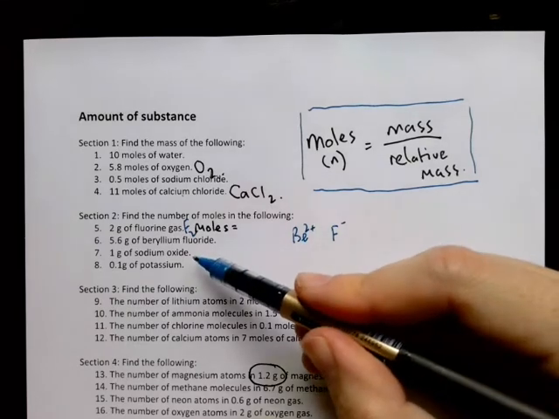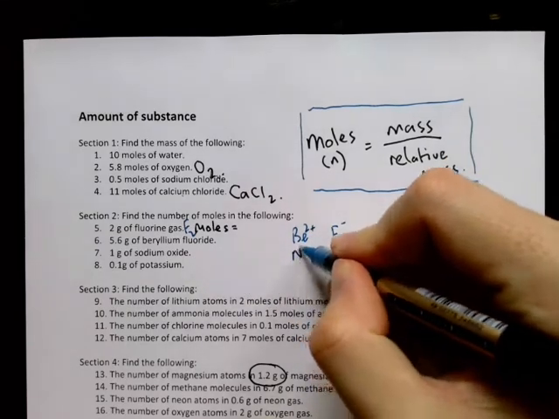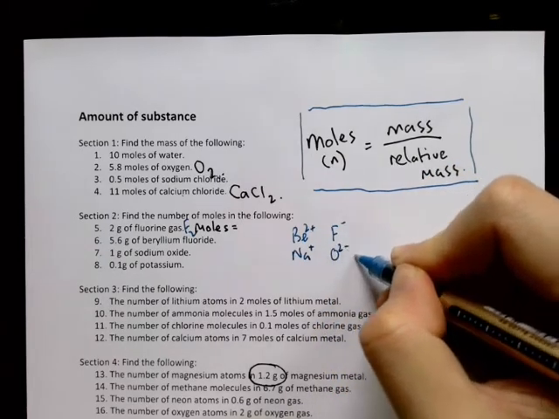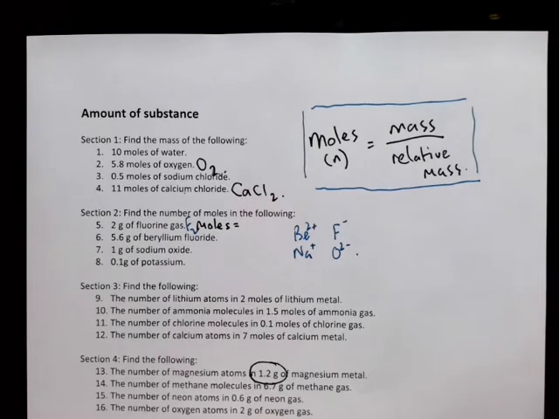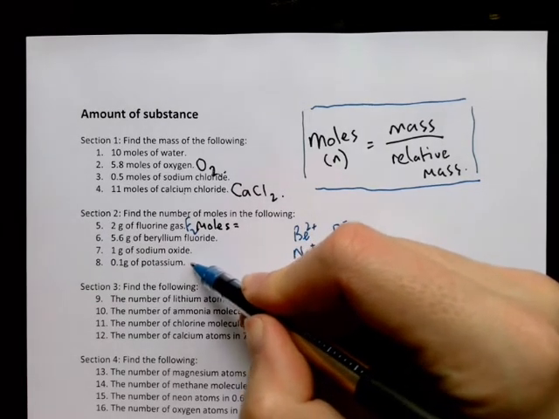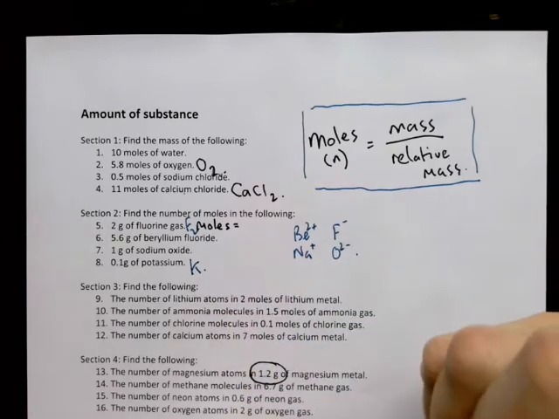So you should be able to work out the formula for beryllium fluoride from that. Sodium oxide, sodium is in group 1, so it's Na+. Oxygen is in group 6, so it's O2-. So you can work out the formula from that. And potassium, well, that's just a metal. So the formula for potassium metal is just K.